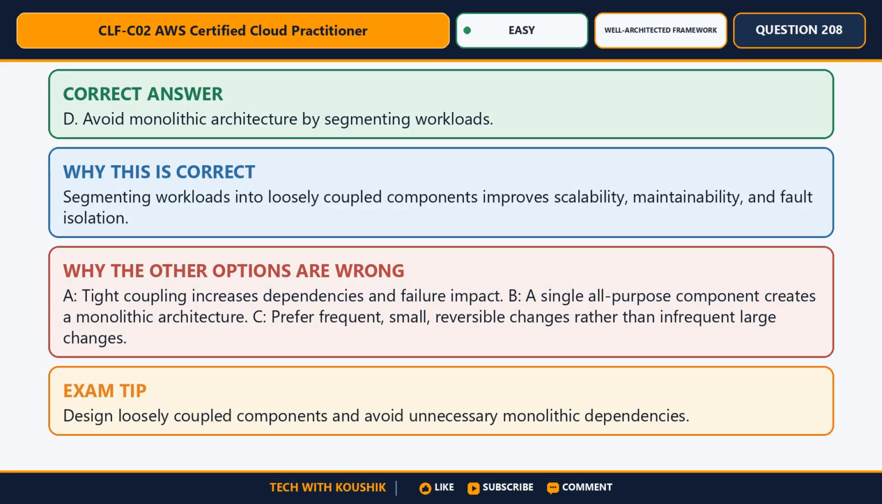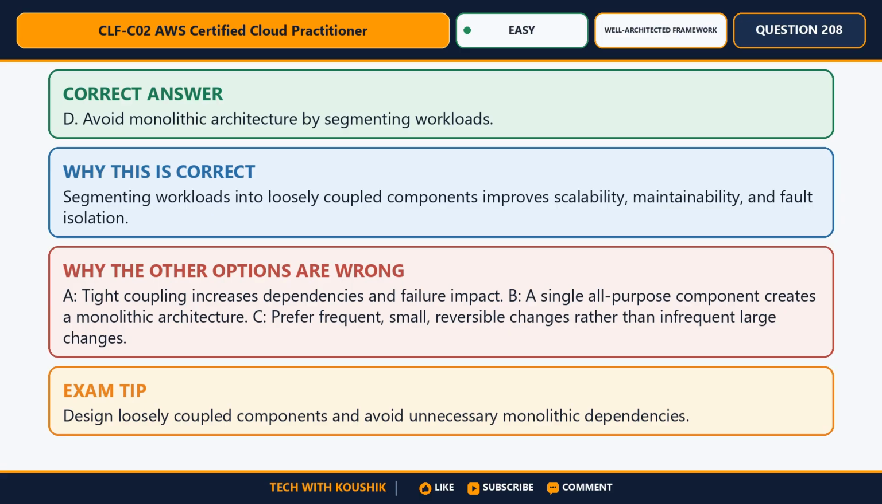The correct answer is D. Avoid monolithic architecture by segmenting workloads. Here is why. Segmenting workloads into loosely coupled components improves scalability, maintainability, and fault isolation. Why are the other options not correct?